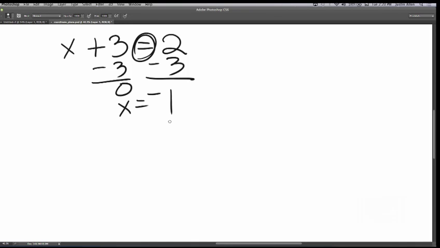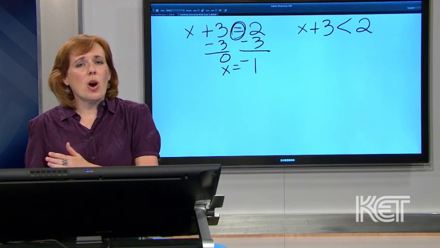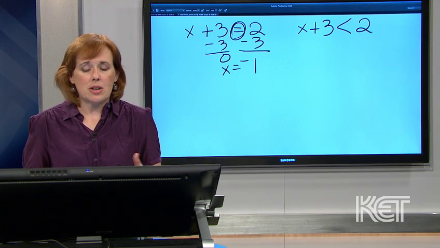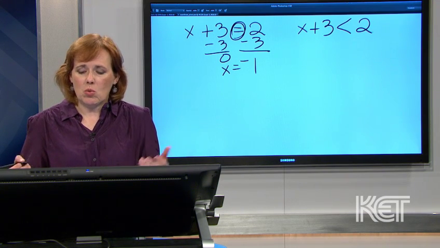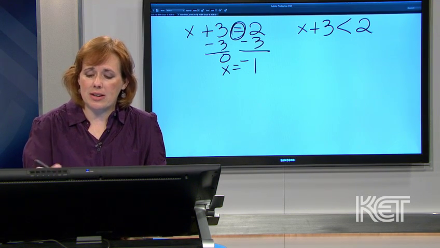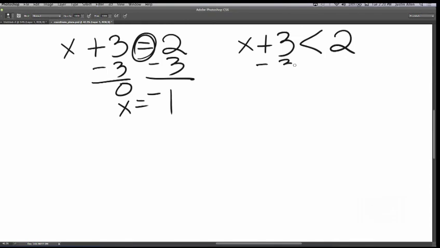Now, if you have an inequality, you're going to take that equal sign and say, well, x + 3 is not exactly equal to 2. It will, let's say, be less than 2. So that now gives you a range of possible answers. However, you still solve it more or less the same way as you would an equation. So we're going to take 3 away from both sides, except now we've got the answer of x < -1.